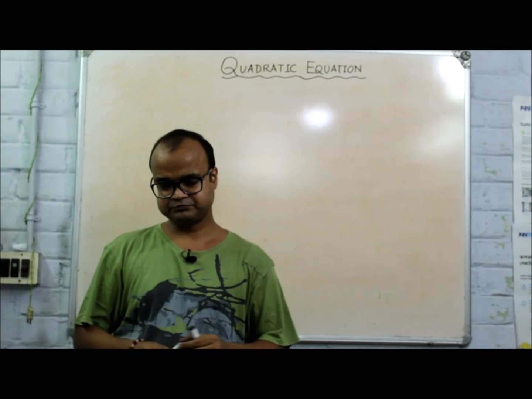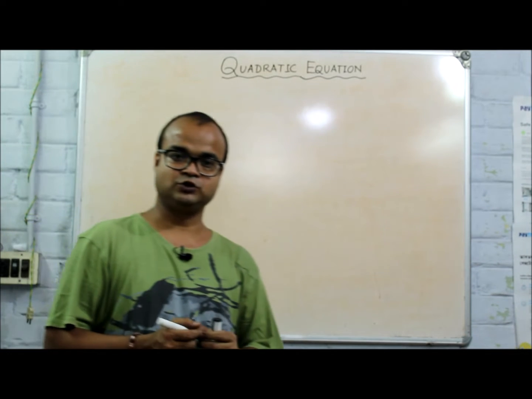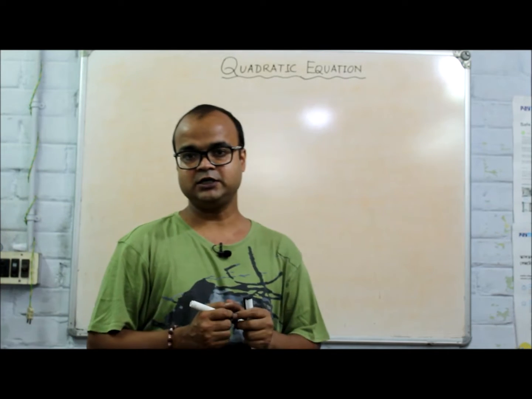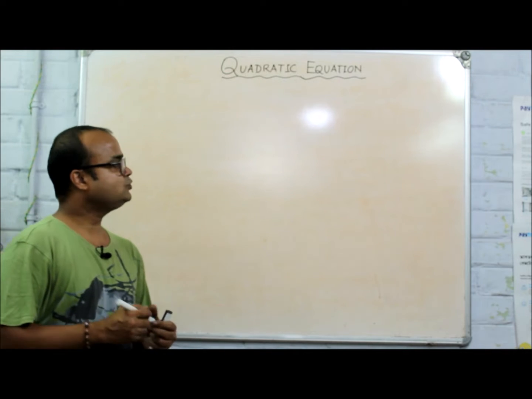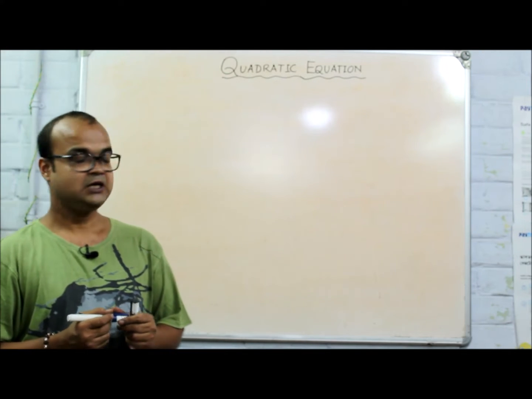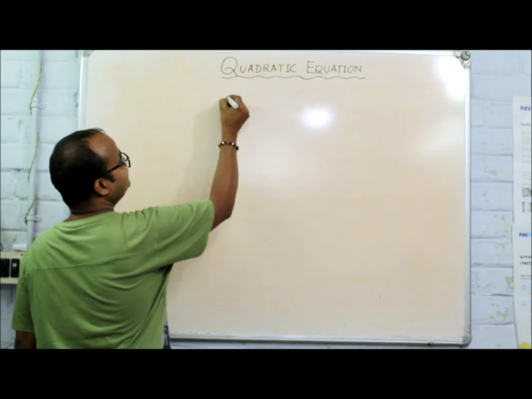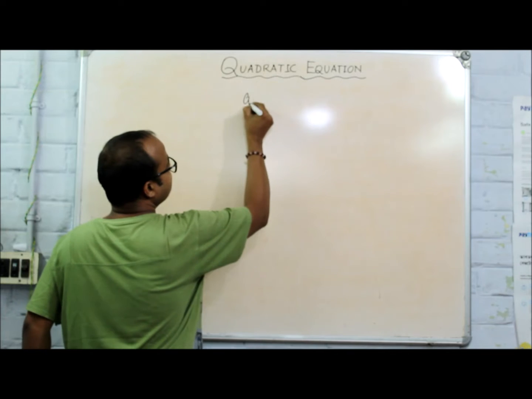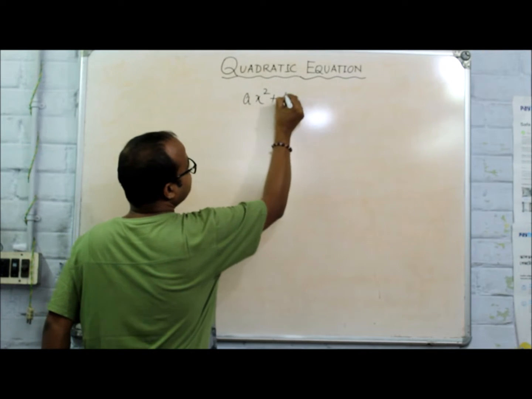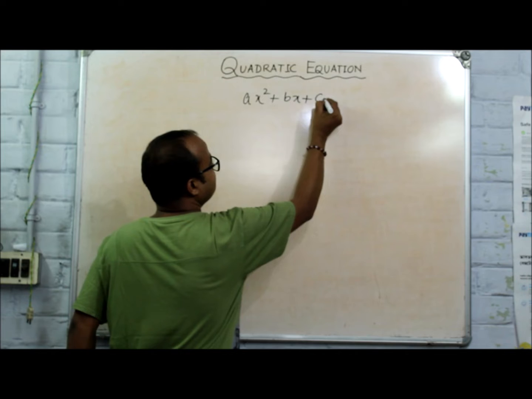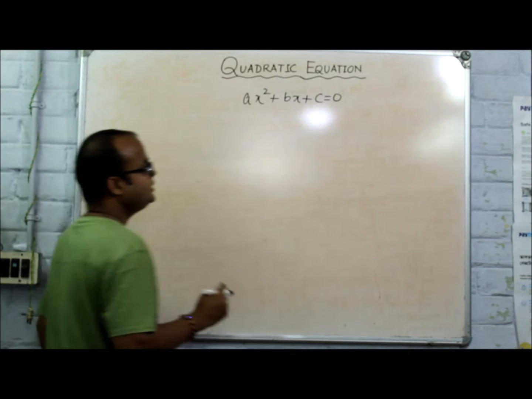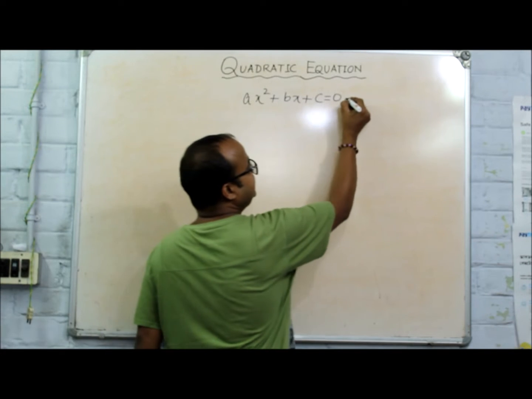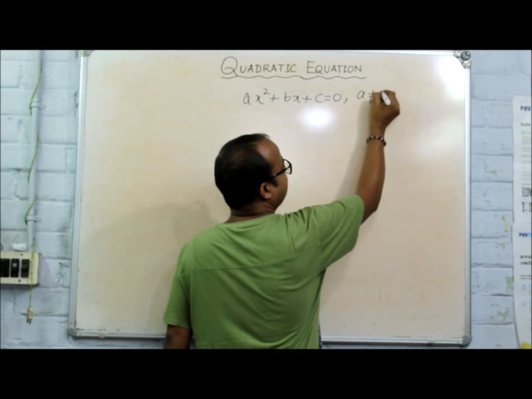Hello everyone. Today in this episode we are going to discuss the chapter quadratic equation. First, what is a quadratic equation? Any equation of the form ax square plus bx plus c is equal to 0 is called a quadratic equation, where a is not equal to 0.